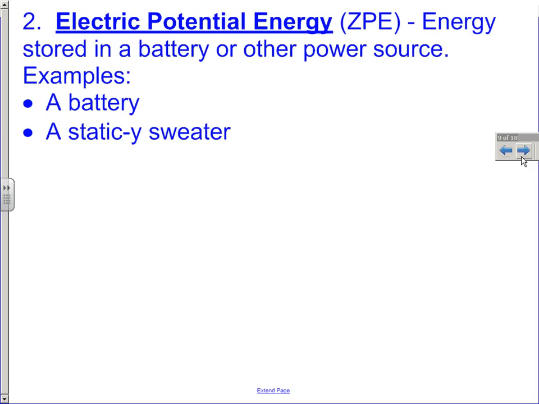All right, the next type is electric potential energy. We can't call it EPE because that stands for elastic. So I have arbitrarily decided to call it ZPE because the Z makes me think zap, which makes me think electricity. All right, and this is energy that's stored in a battery or some sort of power source.